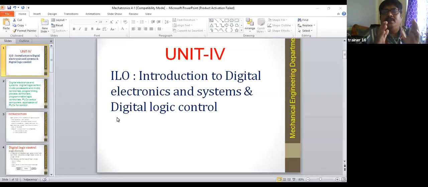I will just summarize what we discussed in the 3 units. In the first unit we discussed mechatronics. Key elements of mechatronics are very important, and we discussed the mechatronics design process. What are the steps we have to consider for designing a mechatronics product? And then next we discussed microcontrollers, right? That is also one of the elements used in this mechatronics design process.